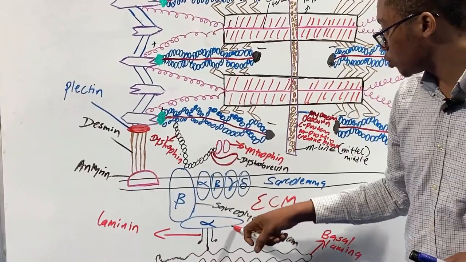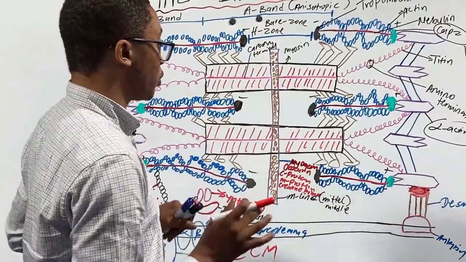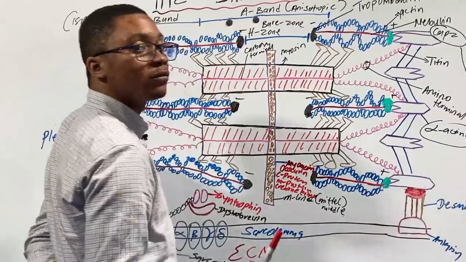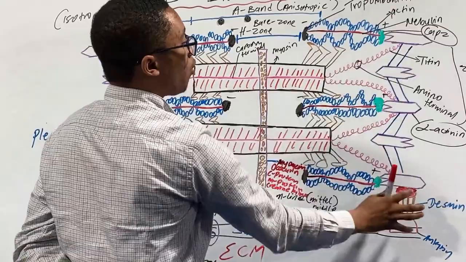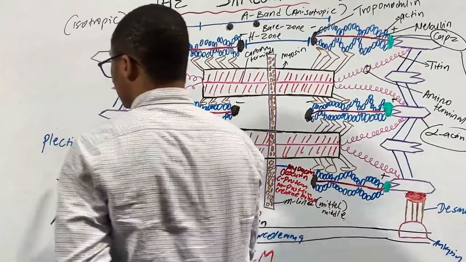So these complexes are very, very important. Let me go over them before I move to the clinical importance of these proteins. I said that desmin and plectin help to keep the shape or anchor the Z-disc together. This brown protein here is known as desmin, and the red ones here are known as plectin.